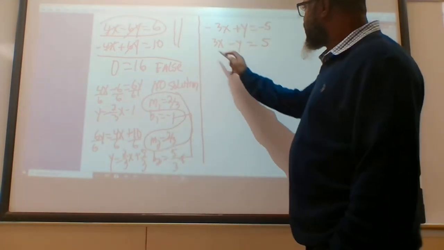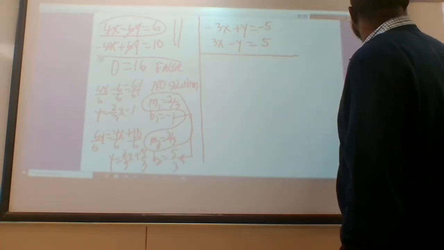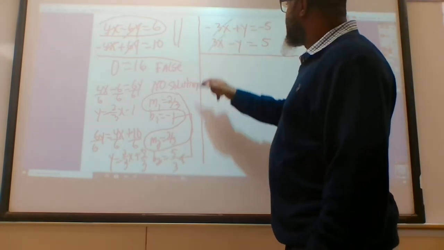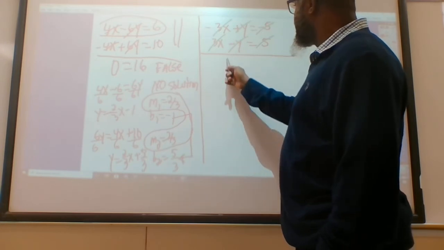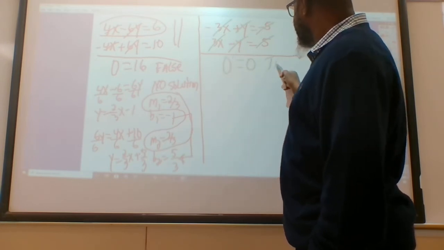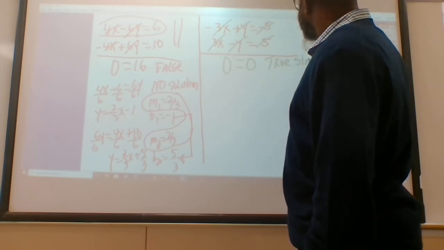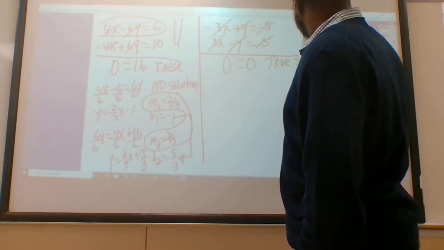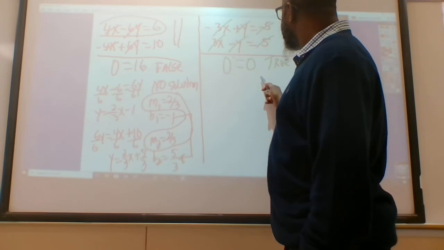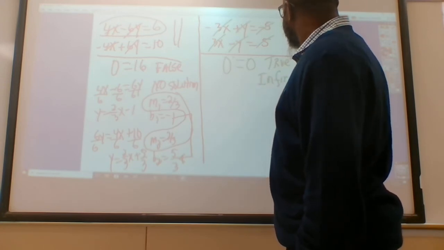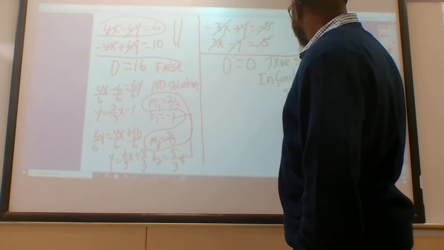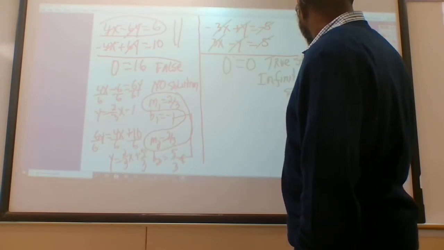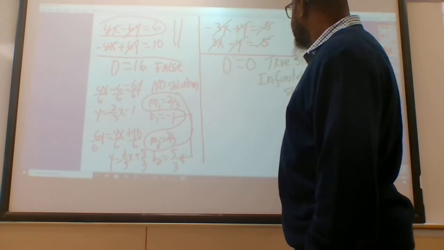All right, let's look at this one. All right, the x cancel each other out, the y cancel each other out, and the 5 cancel each other out. Everything cancel each other out. Then you will have 0 is equal to 0. That's a true statement. In this case, it is infinitely many solutions. Is it an identity? Many solutions. Okay. The system will be said to be consistent dependent.